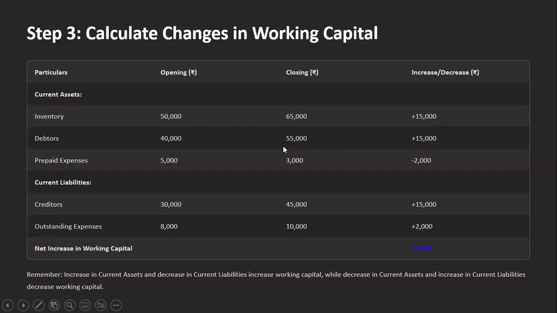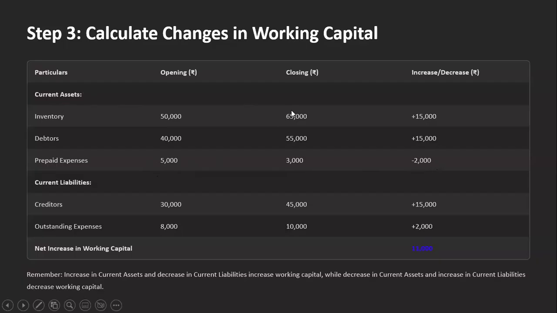Similarly, for debtors, 55,000 minus 40,000, I get appreciation of 15,000. Whereas my prepaid expense was 5,000 and now it is 3,000. Prepaid expenses means I have paid an amount in advance. So if I paid the amount in advance, it is my asset. Now I have paid a lesser amount at the end. That means it is less by 2,000.